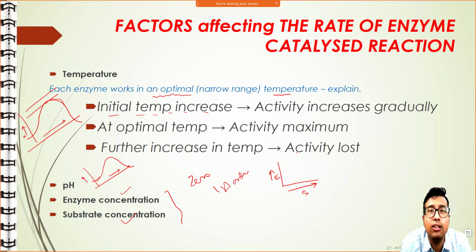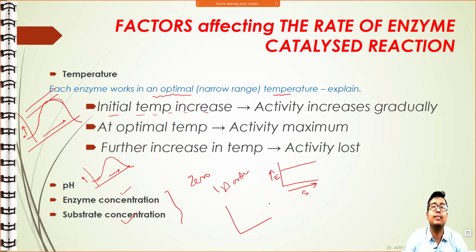In case of zero order, what will happen? No matter how much we increase the substrate concentration, the curve will look like this. It will be absolutely parallel to the baseline. It means the enzyme will simply attain its maximum activity and no further change will happen even if we increase the substrate concentration.